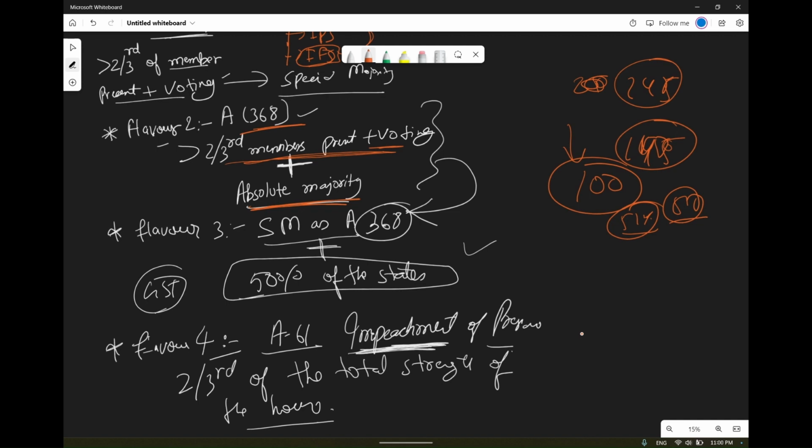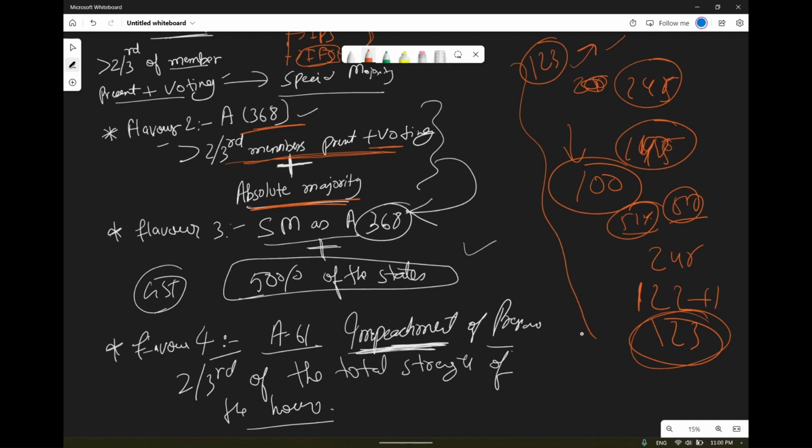So the strength of the house is 245. So what will the absolute majority be? Absolute majority will be 122 plus 1, 123, in this case. So minimum people should be present: 123. Minimum 123 votes are required. Now above that, we will calculate 2/3 of the members present plus voting. I guess you are able to understand. I'm explaining in very layman terms.